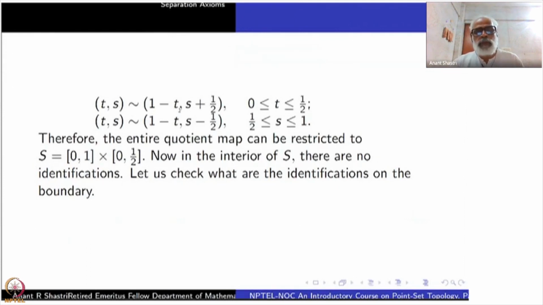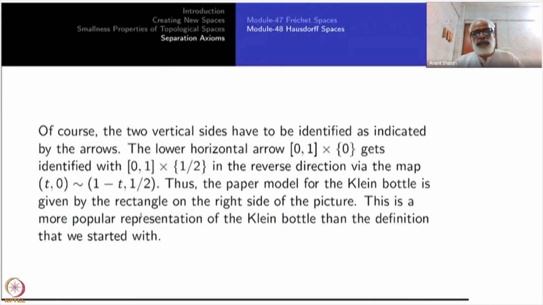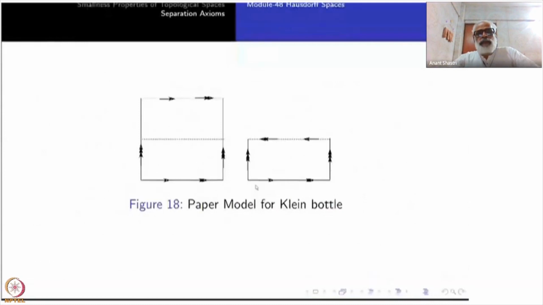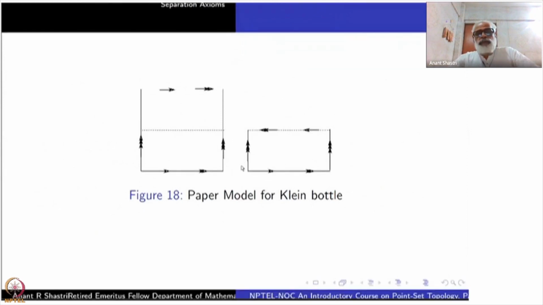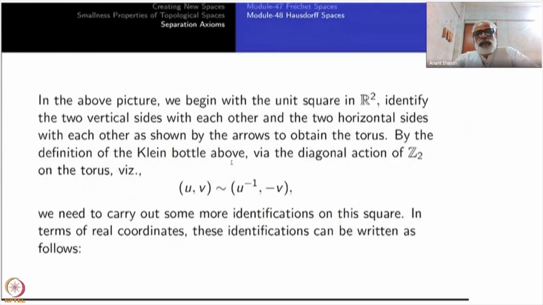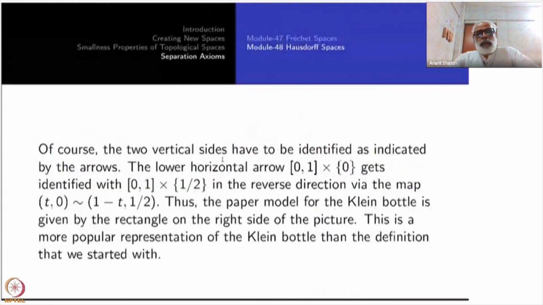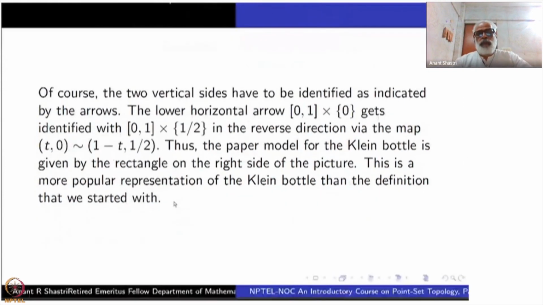Okay, so this is what happens. Thus, the paper model of the Klein bottle is given by the rectangle on the right hand side here in the picture which I have shown. Paper model means you have to indicate how you are going to identify the boundaries. That's all. So this is the explanation of how to construct a paper model of the Klein bottle. All right.